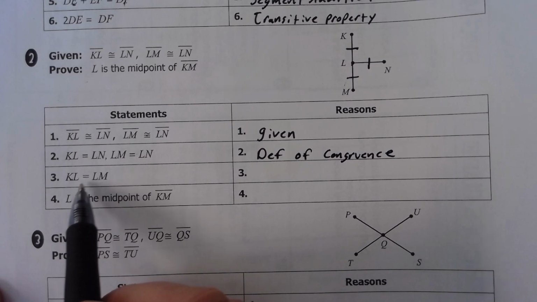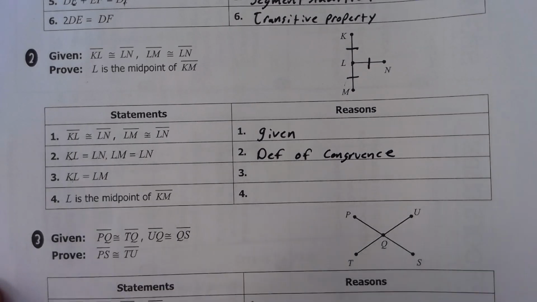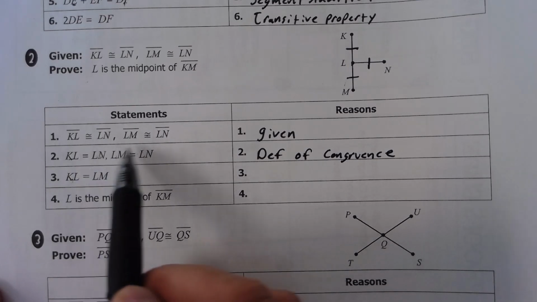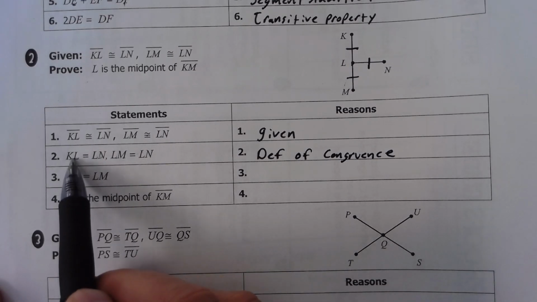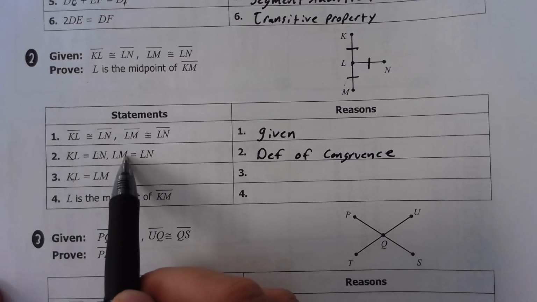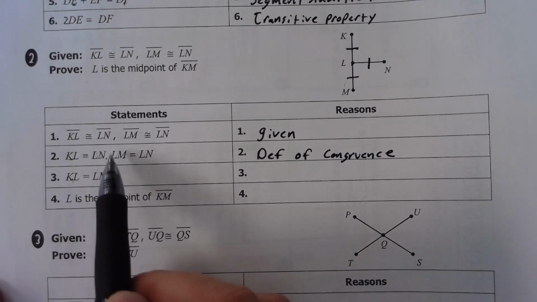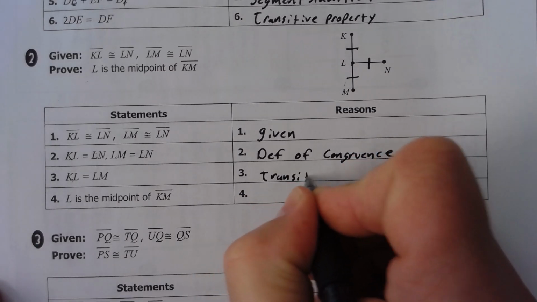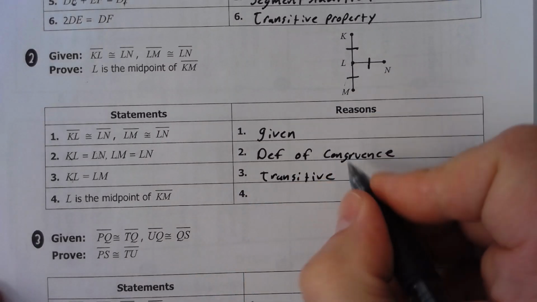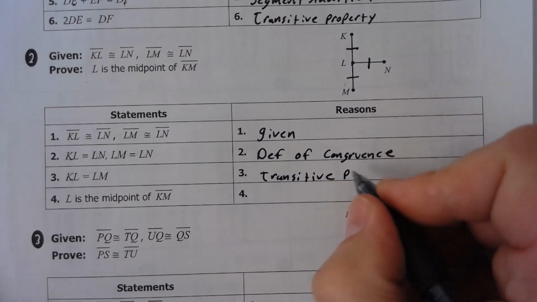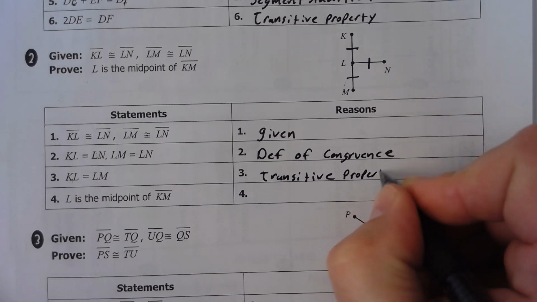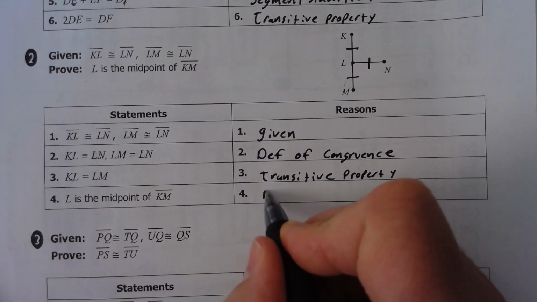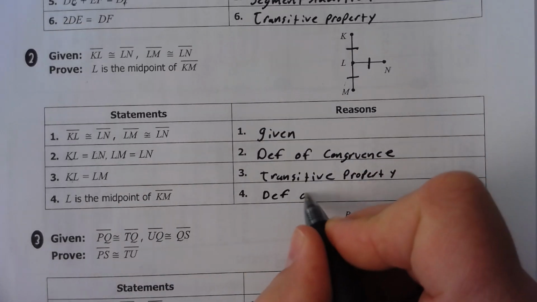All right, so KL is equal to LM. So look what these have in common. They've both got LN in common with each other. So what are we using? KL equals LN and LN equals LM. Well, that's this statement without the LN. So we're using the transitive property to say that they are congruent to each other, or equal to each other. So L is the midpoint of KM. Well, that is the definition of midpoint.